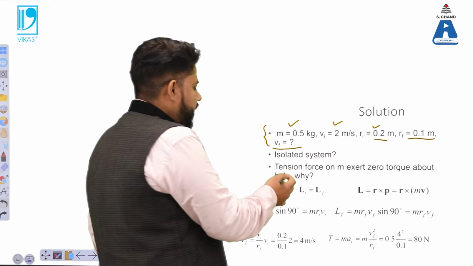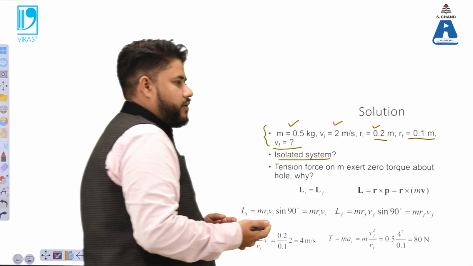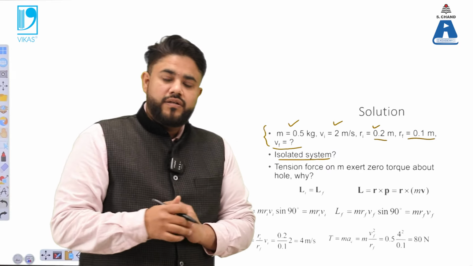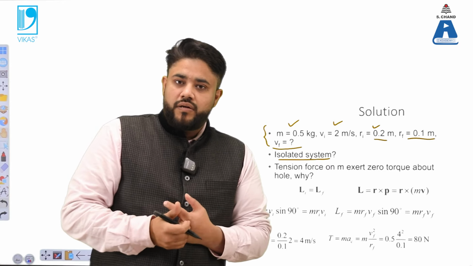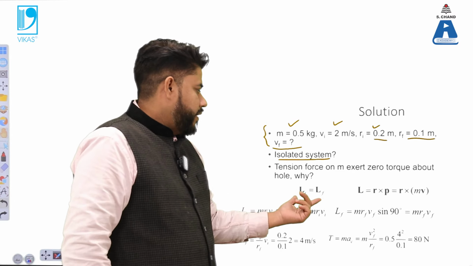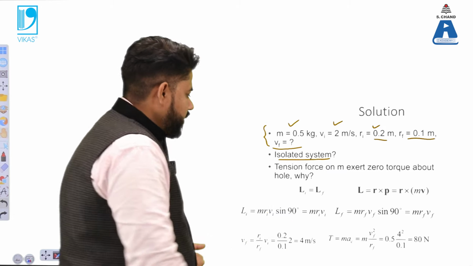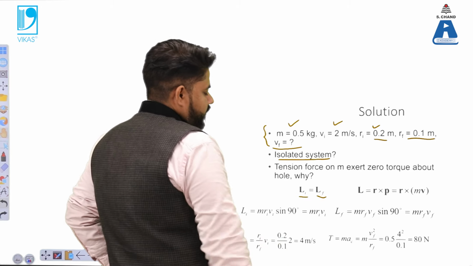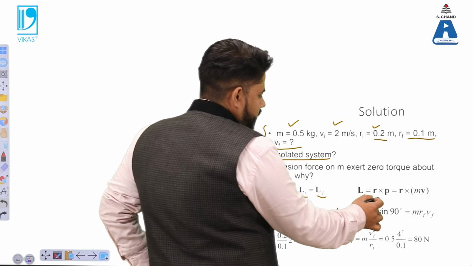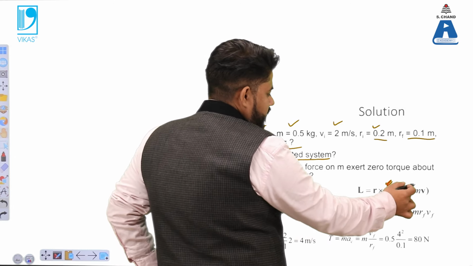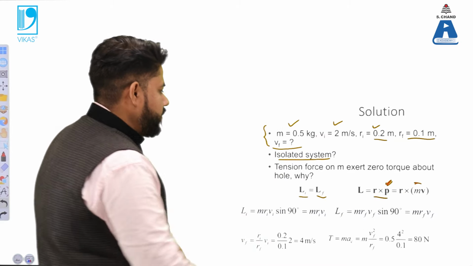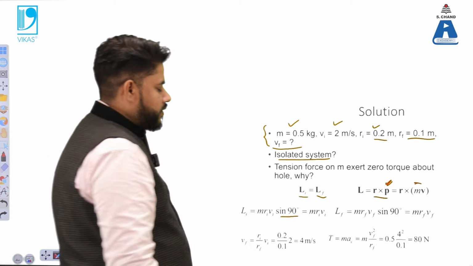Firstly, we need to check whether this is an isolated system or a non-isolated system. This is an isolated system in which there is no net torque acting on the system, so that indicates that angular momentum remains conserved. Initial angular momentum is equal to the final angular momentum. Angular momentum is r cross p, where p is mv, so that would be mv into r sine theta, because this cross product can be elaborated in terms of sine theta.